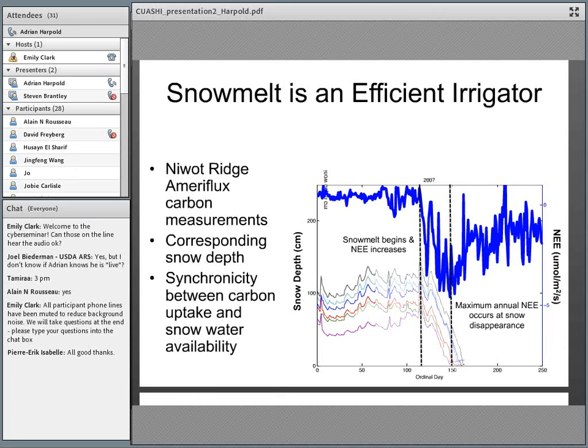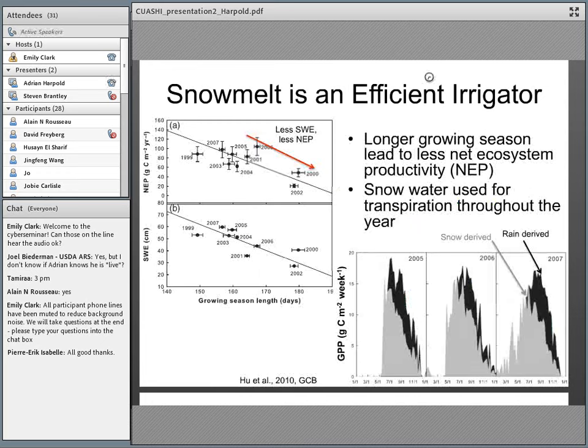And then right when snowmelt is ending, so when snow is disappearing out of the system, this is the annual maximum net ecosystem exchange. So we see strong evidence here that snowmelt is both controlling the timing of NEE as well as some of its magnitude. And some nice work by Jahu at the same site in Colorado shows this over multiple years.